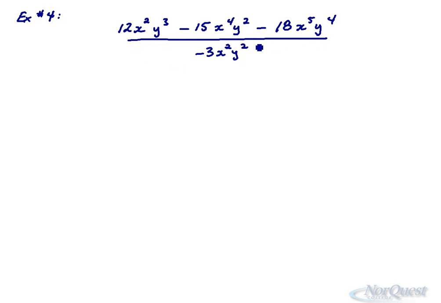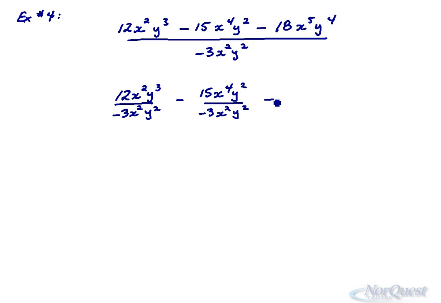So again, we're just going to practice our exponent laws and watch our signs. So again, I'll write this as 12x squared y cubed divided by -3x squared y squared minus 15x to the 4th y squared over -3x squared y squared, and then minus 18x to the 5 y to the 4th over -3x squared y squared.